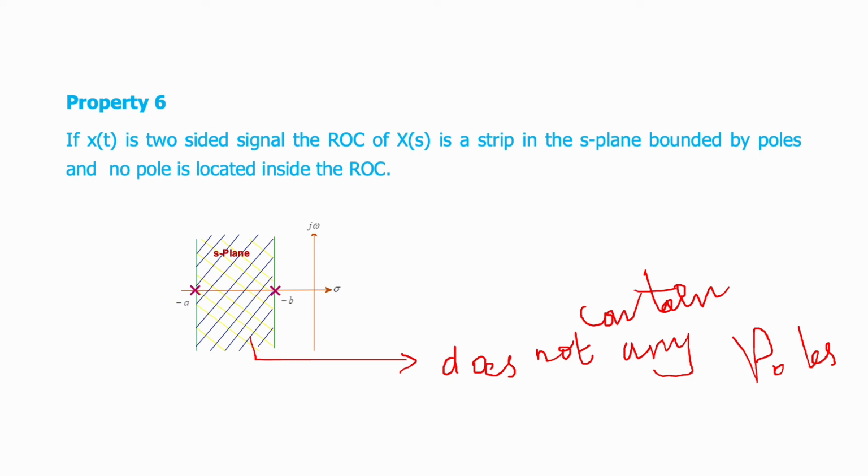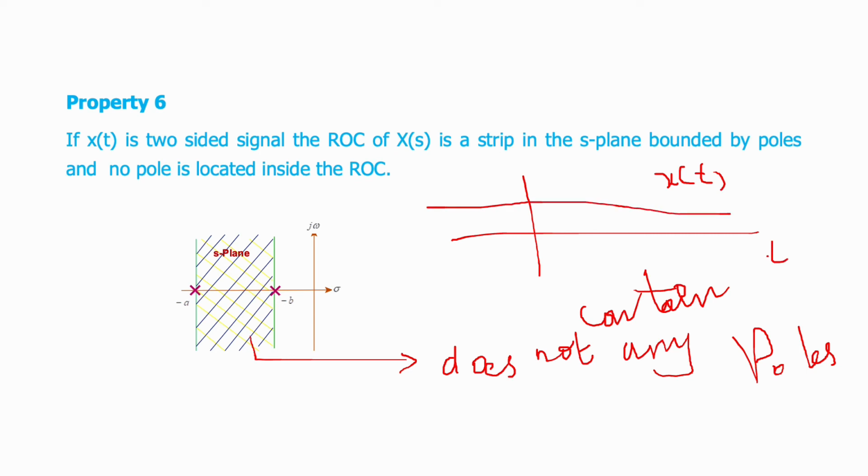If you have a two-sided signal, for example x of t, with a left side and a right side, this is t. We already studied property 4: if it is right-sided, the ROC is right-sided. If it is left-sided, the ROC is left-sided. If the signal is two-sided, you will get the ROC in the form of a bounded parallel strip. The boundary does not contain any poles. This is property 6.